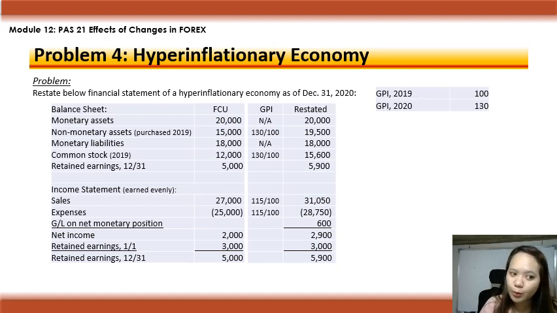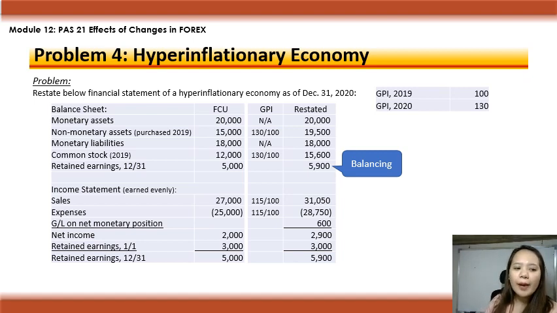That's 19.5. Monetary liabilities, no need to translate. Your common stock, price this year over kailan siya na-issue. Sabi ni problem 2019. So, that's 130 over 100. That's 15.6. Your retained earnings is actually your balancing figure. Pero, paano mo siya na-balance sa balance sheet, di ba? So, dun sa income statement, tingnan mo naman, mag-backward, mag-compute ka pabalik.